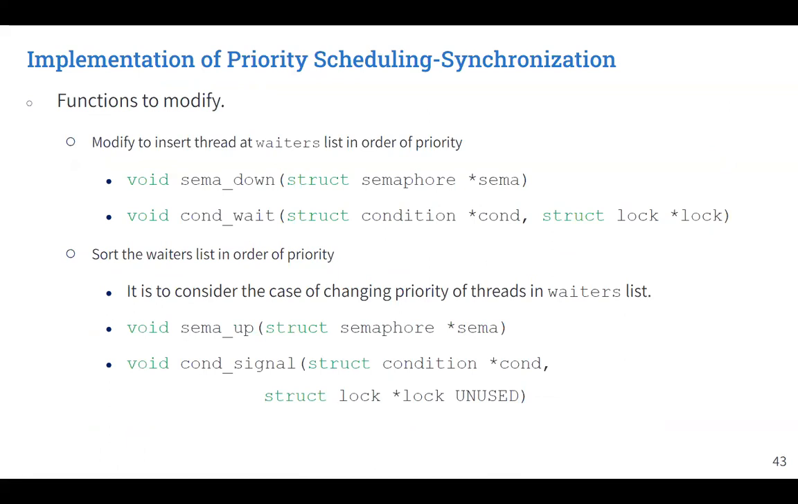So in order to implement the priority scheduling synchronization, you have to modify the following functions. You have to modify the sema_down and cond_wait functions to insert the thread in the waiters list in order of priority. And you should sort the waiters list in order of priority when these functions are called. When these functions are called, you have to consider the case of changing priority of threads in the waiters list. So you would have to modify sema_up and cond_signal as well.